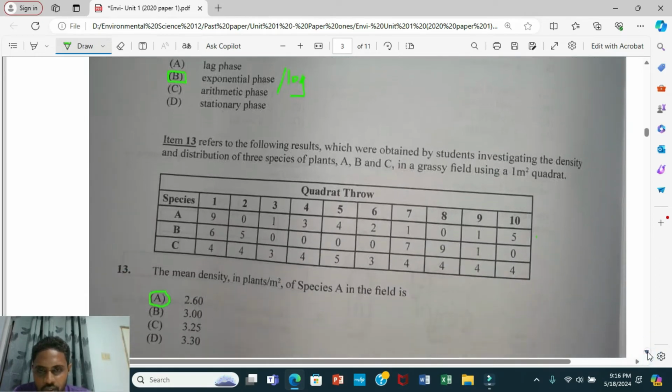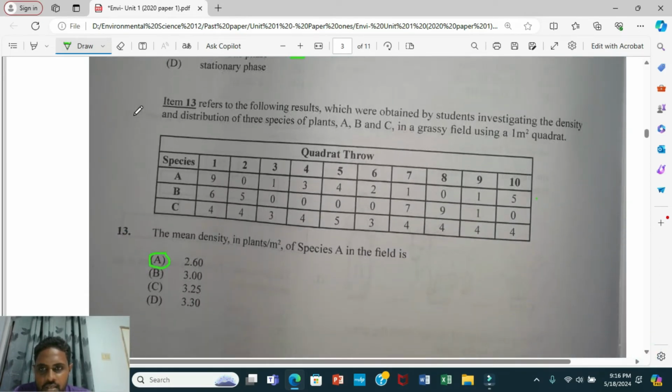All right, 13. Item 13 refers to the following results which were obtained by a student investigating the density and distribution of three species of plants A, B, and C in a grassy field using a 1 meter square quadrat. So they threw the quadrat 10 times, and these are the number of plants they got for each plant species. It says the mean density in plants per meter square of species A in the field is... the answer there would be 2.6.